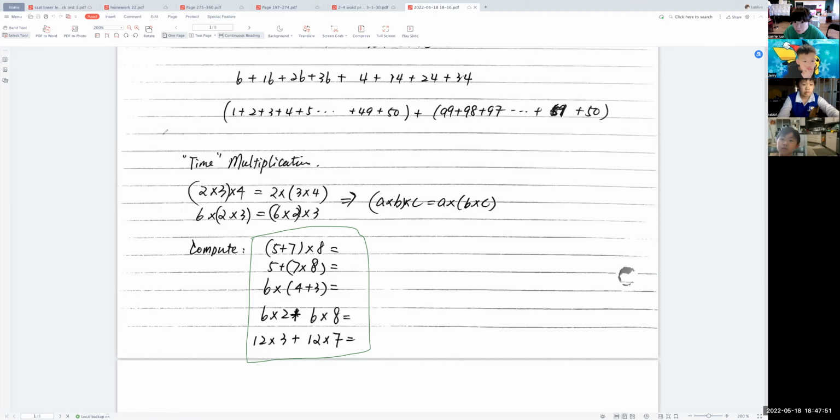Okay, 1 minute's up. I was scared by my own alarm. Okay, so this first question is easy. So 12 times 8 equals 96. So 5 plus 56 equals 61. And 7 times 6 equals 42. And this one is 6 times 2 plus 8 equals 60.